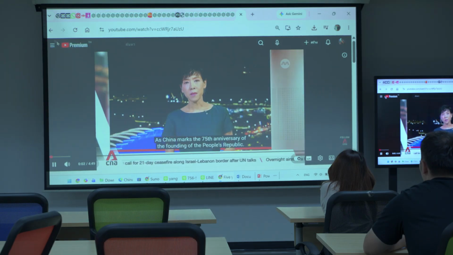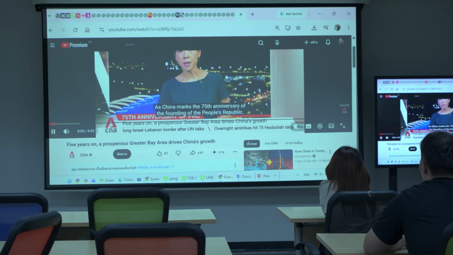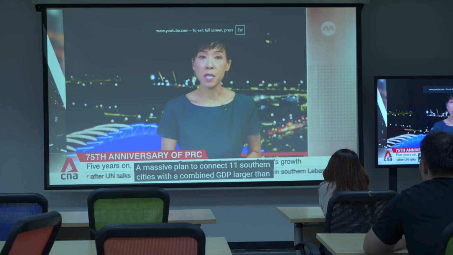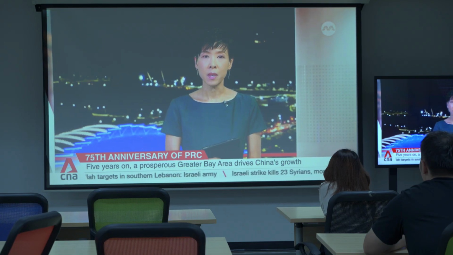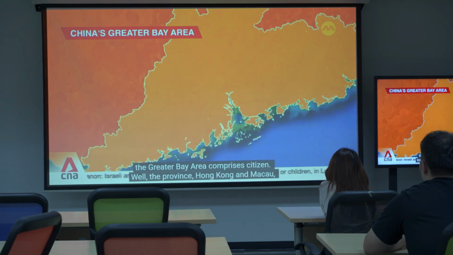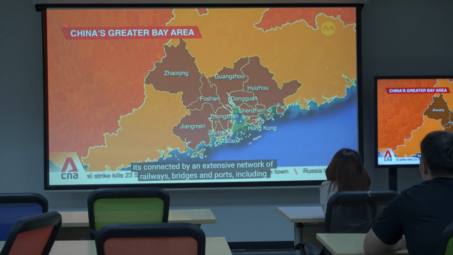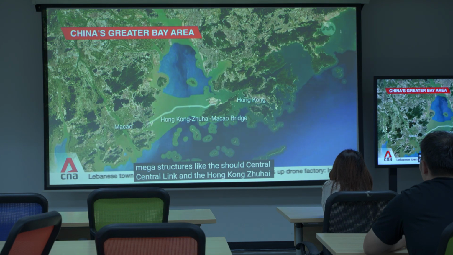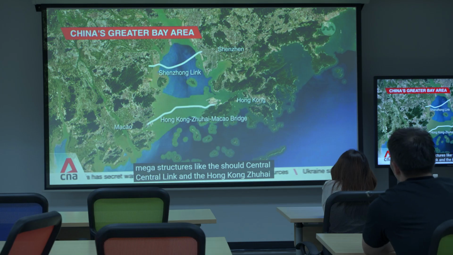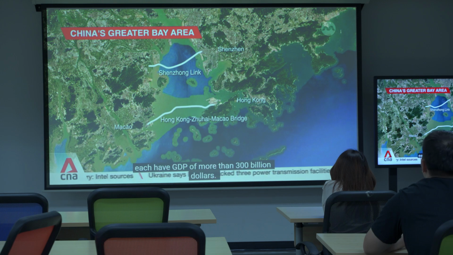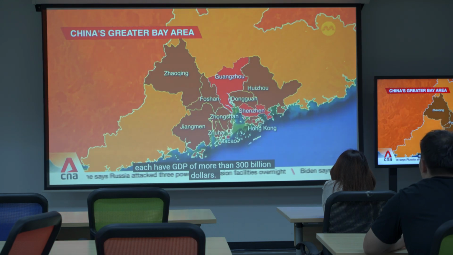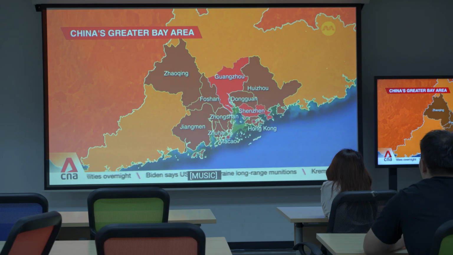As China marks the 75th anniversary of the founding of the People's Republic, a massive plan to connect 11 southern cities also turns 5 this year. The Greater Bay Area comprises cities in Guangdong Province, Hong Kong, and Macau. It's connected by an extensive network of railways, bridges, and ports, including mega structures like the Shenzhen-Zhongshan Link and the Hong Kong-Zhuhai-Macau Bridge. China has 2 Tier 1 cities in the GBA alone, which means they each have GDP of more than $300 billion. CNA's Daryl Wong looks at how the region is repositioning itself.